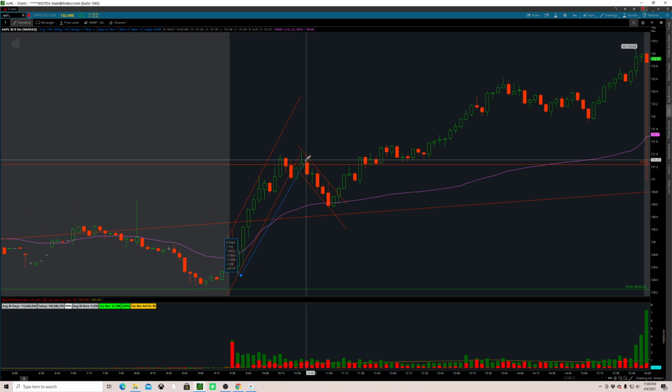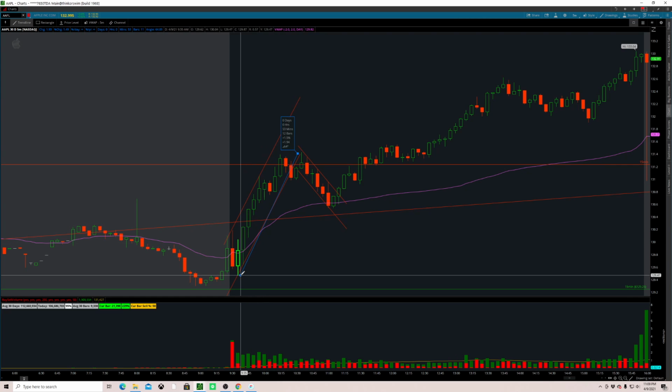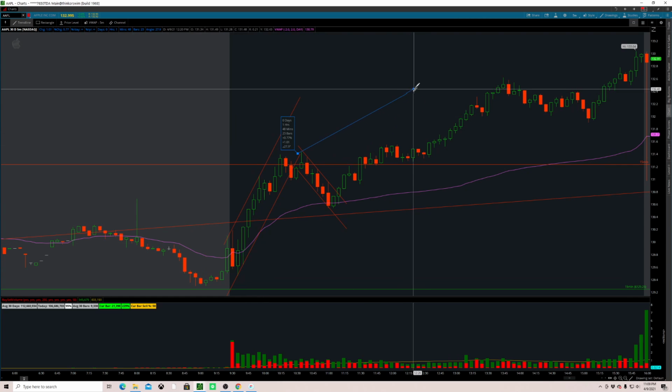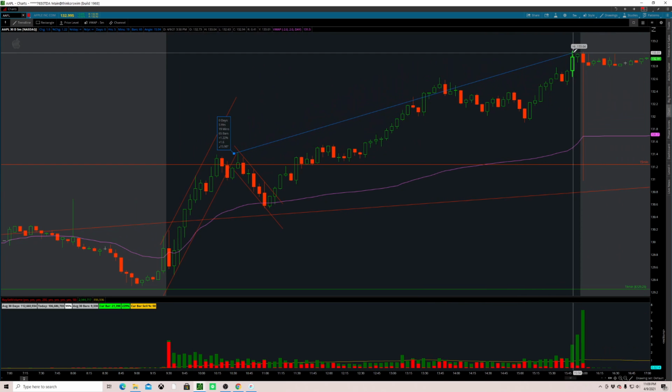And price has not reached 50%. So we have a higher chance of price making a measured move of another. If we take this from here to here, 1.89, we should have another 1.89. Okay, we don't actually get 1.89, but we get 1.6.